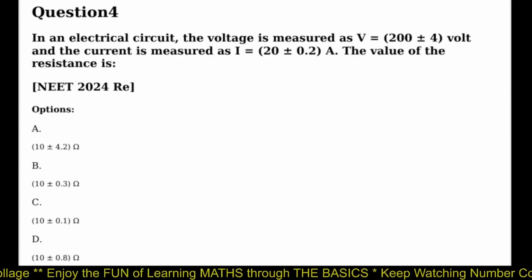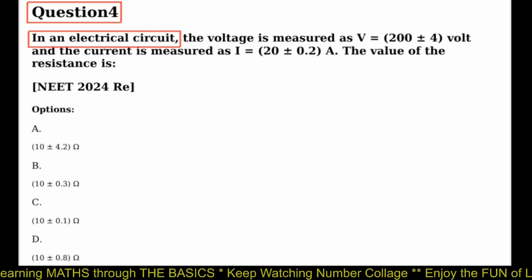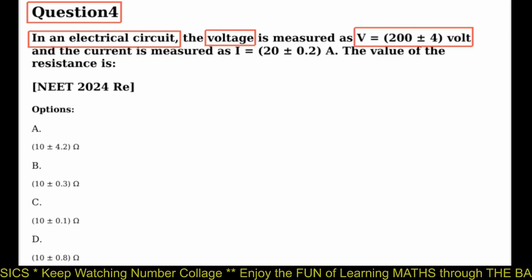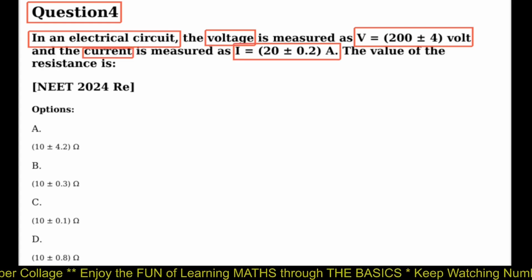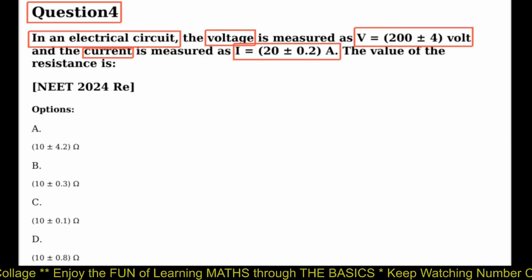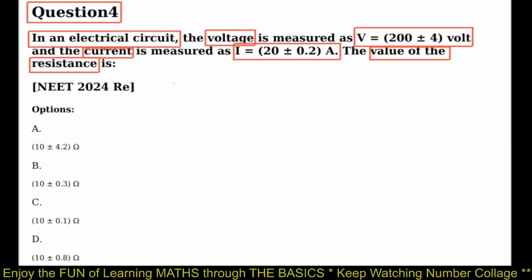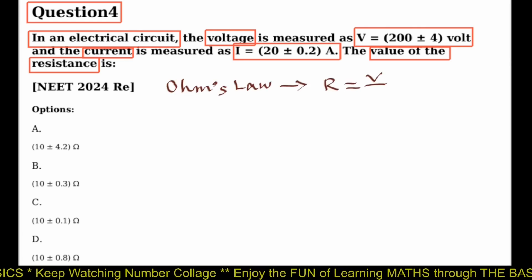Question 4. In an electric circuit, the voltage is measured as V equals 200 plus minus 4 volts and the current is measured as I equals 20 plus minus 0.2 ampere. We have to find the value of the resistance. By Ohm's law, we have resistance R equals voltage upon current.